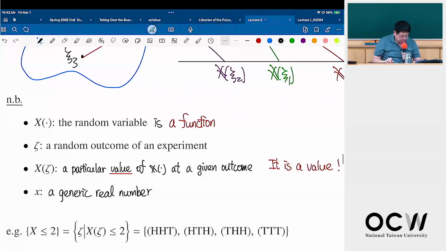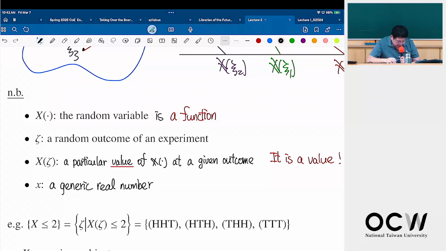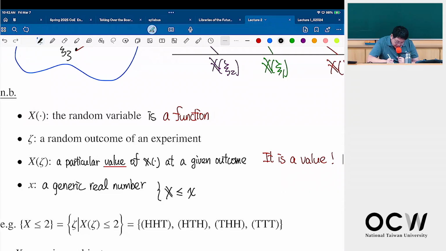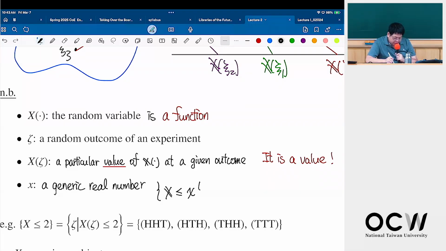So you may see X, the random variable, is less than or equal to a specific number. This is just a real number. This means a c such that if I map the c to the real line, it should be less than or equal to some number x.